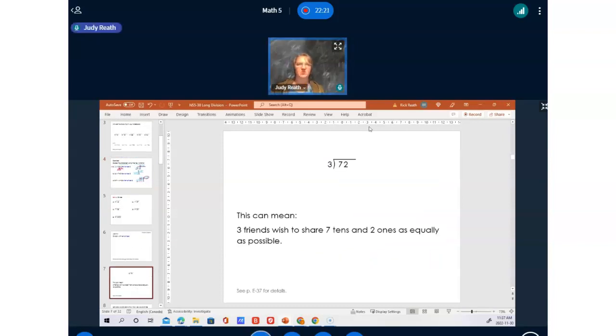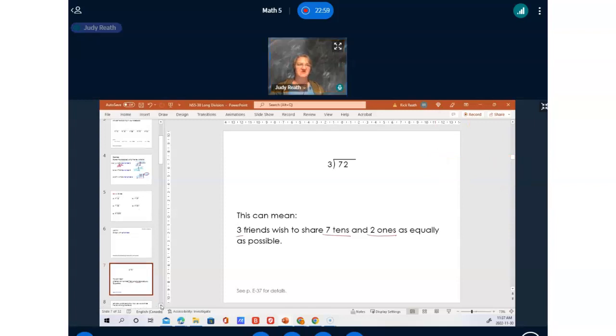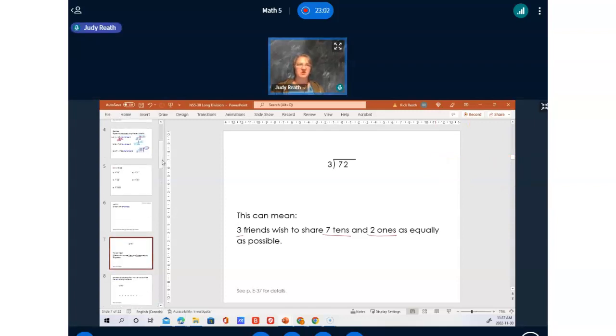So here, we're going to work through this division question together. If we have 72 divided by 3, sometimes it helps to think of it as a story problem or as a word problem. So here we've got 3 friends who wish to share 7 tens and 2 ones as equally as possible. Maybe it's 72 candy canes that they want to give out to their friends. Maybe it's 72 cookies. It's obviously getting towards lunch because I can only think of food to be sharing. Maybe it's 72 pencils. I don't know. But 72 things that they want to share.